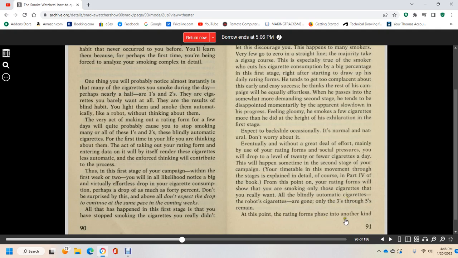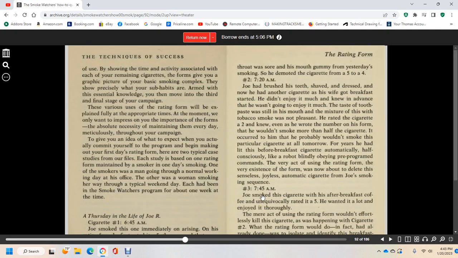At this point, the rating form shows another kind of use. By showing the time and activity associated with each of the remaining cigarettes, it gives you a greater graphic picture of the basis for your smoking complex, showing precisely your sub-habits. Armed with this essential knowledge, you move into the third and final stage of your campaign. The various uses of the rating form will be explained fully at the appropriate time. The one point of critical importance is the absolute necessity of maintaining it meticulously every day throughout your campaign.